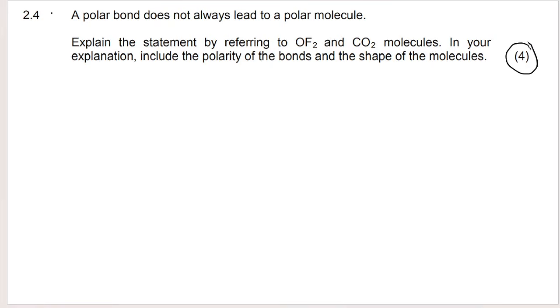Okay, so it says a polar bond does not always lead to a polar molecule, as I mentioned earlier. They want us to explain the statement, and now look what they say. They say by referring to oxygen difluoride and carbon dioxide molecules. In your explanation, they're telling me what to say in my answer. Include the polarity of the bonds and the shape of the molecules. So they're telling you exactly what they want you to say in the answer.